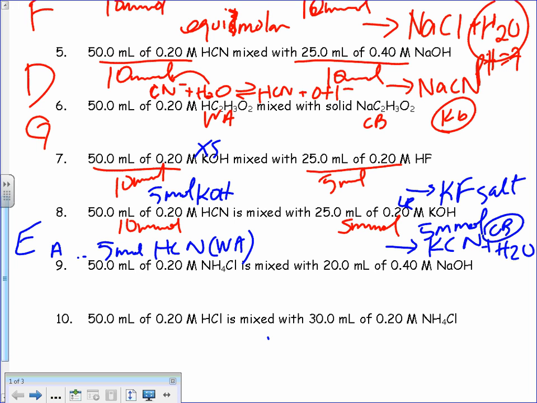Okay, 2 more. Ammonium chloride and sodium hydroxide. What do we know? This is 10 millimoles. This one is 8 millimoles. Okay, so what's left? 2 millimoles of the salt. Okay, so 2 millimoles of this is left over because the 8 of it reacts. This is after. And then this is gone. That's our LR. And then what do we make?